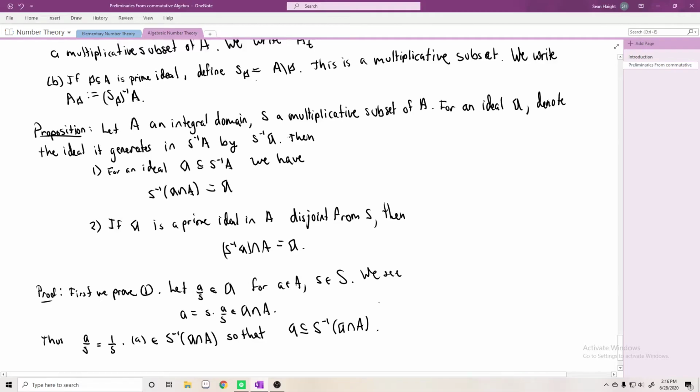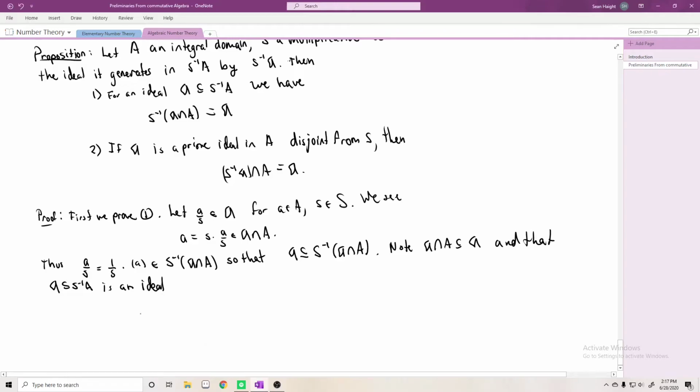To get the other direction, note that 𝔄 intersect A is always a subset of 𝔄, and since 𝔄 is an ideal, I can hit my intersection on the left with S inverse, with denominators from S, and I'll still be in my ideal. Thus one holds. So since 𝔄 is an ideal and it contains this set 𝔄 intersect A, when I hit it with a 1 over s, I'm still going to be in 𝔄.